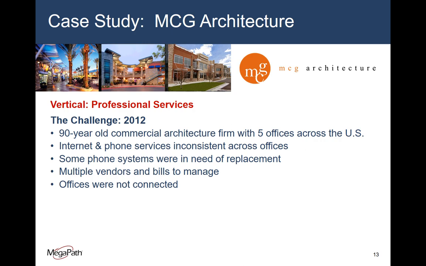Taking a look at two of the case studies here. The first one, MCG Architecture. So this is an organization you see 5 offices across the U.S., 90-year-old company. So they've got some offices that are quite old, others a little bit newer. They've got kind of different things going on everywhere. The offices were not connected in a cohesive manner. They've got multiple vendors for pretty much everything, and just really not a good situation. Not the best solution for them.